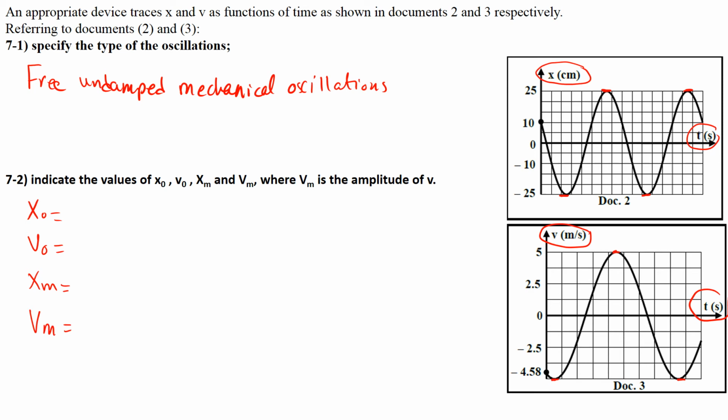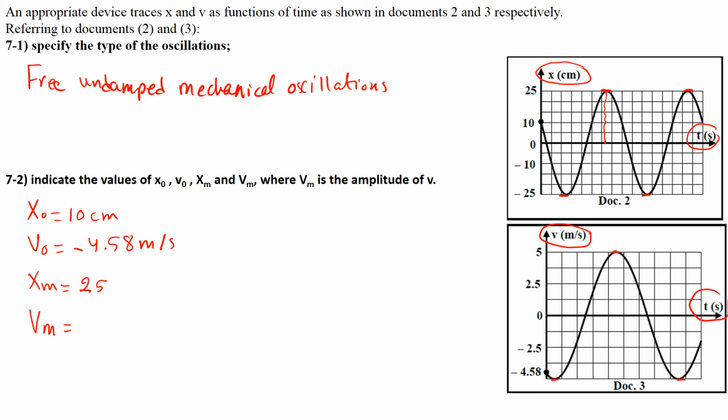Let's start with x0. At t equals 0, this is the position versus time graph. At t equals 0, it was at 10 centimeters. So x0 is 10 centimeters. For v0, now we go to the second graph. At t equals 0, the velocity was at negative 4.58. So it is negative 4.58 meters per second. xm is the maximum amplitude, which is this one, which indicates that it is 25 centimeters.